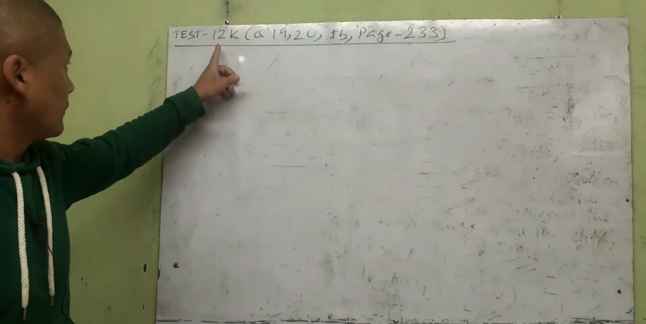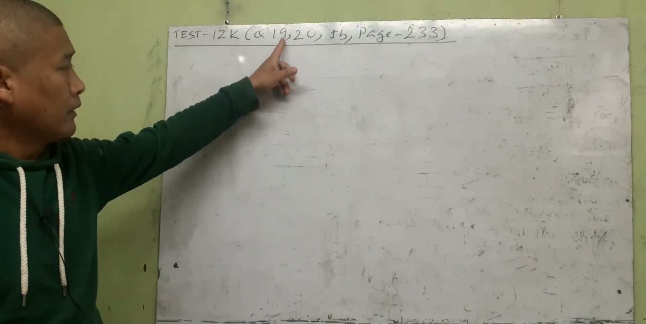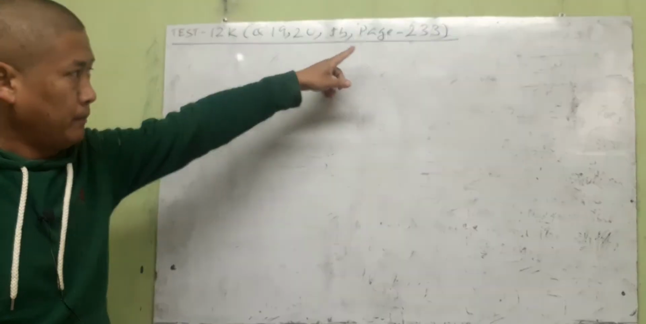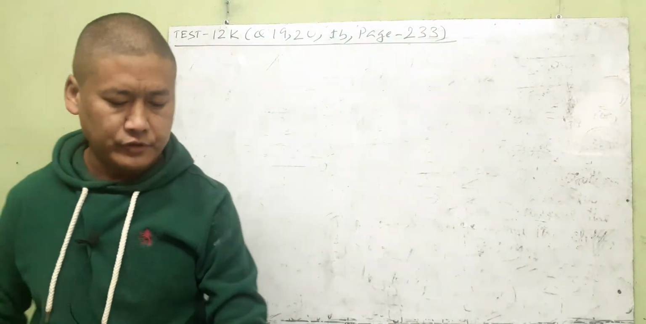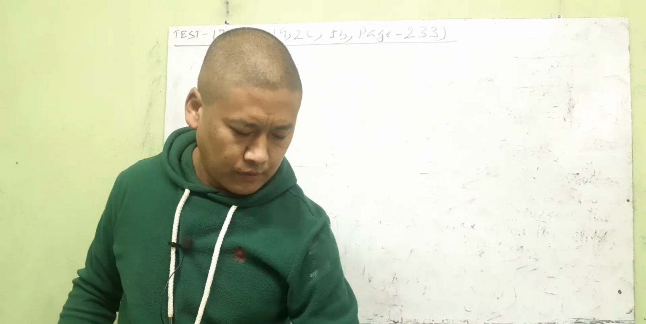Okay, so in this test 12K, we'll be doing these two questions, okay? And open your textbook to page 233. Let me read the question for us. Okay, first is 19, okay?